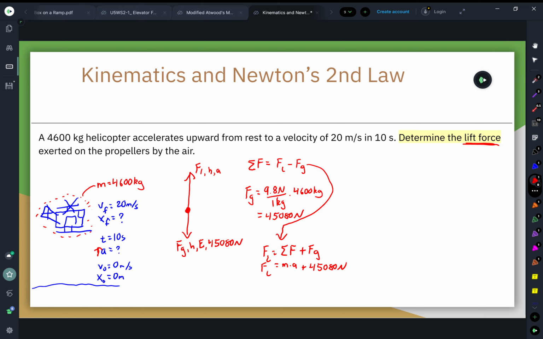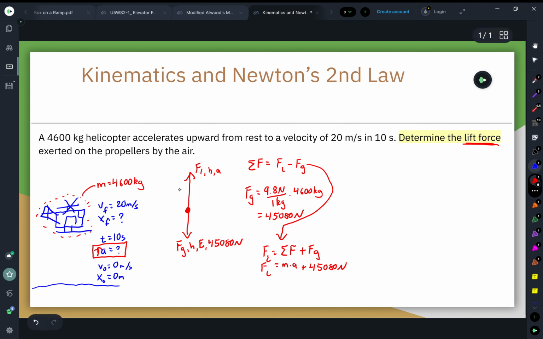But this is where the problem starts to come in. We don't know the acceleration. That's something that we need to use our kinematics to solve for. Acceleration is included in the second law equation. Sum of the force is equal to mass times acceleration, and it's included in our kinematic equations. That is the link between these two topics that we've been learning, kinematics and forces. They are linked with the acceleration.